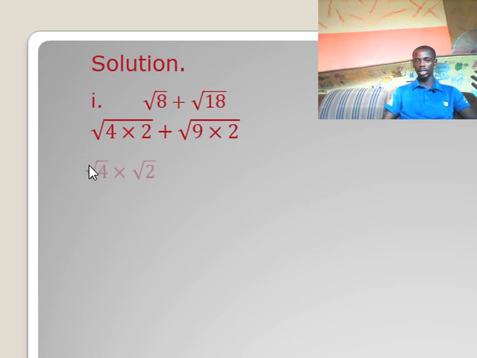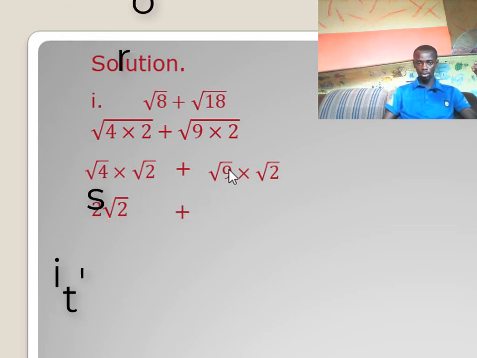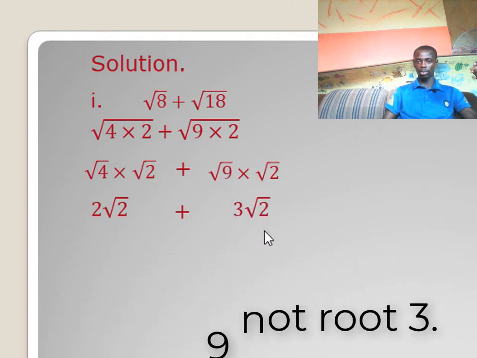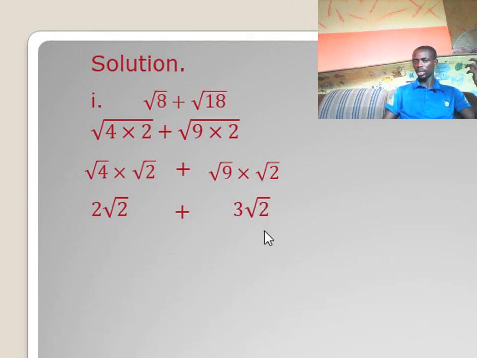Okay, so from that I'm splitting these into root 4 multiplied by root 2 plus I'm splitting this into root 9 multiplied by root 2. That understood? Root 4 gives 2 multiplied by root 2, then plus root 9 will give 3, then root 2. I believe that is understood. So this is 2 multiplied by root 2, and this is 3 multiplied by root 2. So 2 multiplied by root 2 is 2 root 2. 3 multiplied by root 2 is 3 root 2.